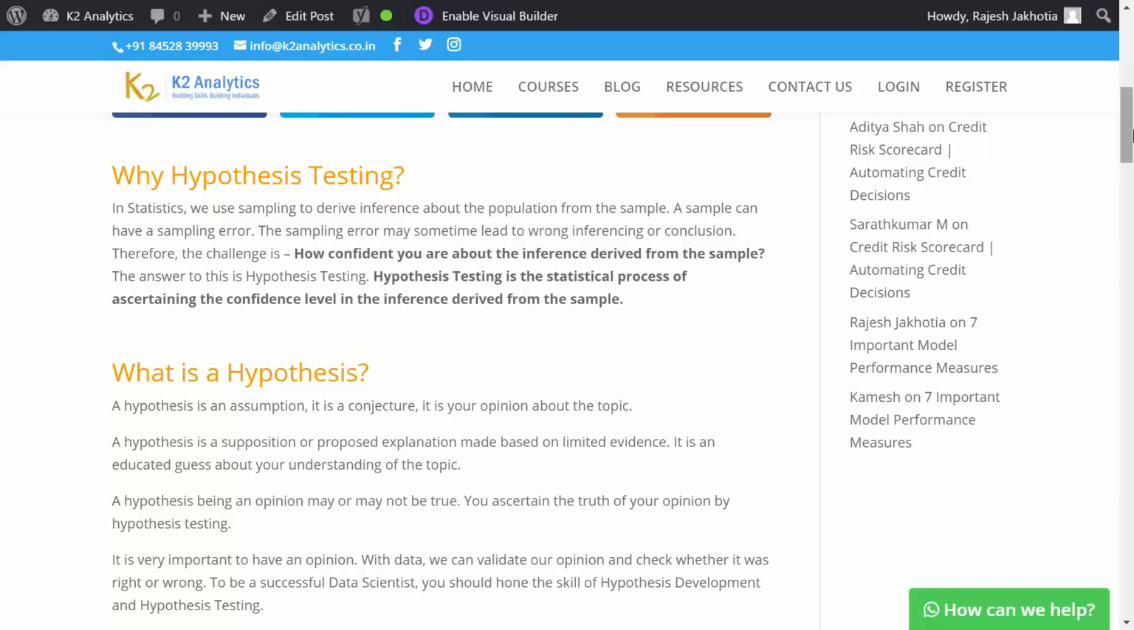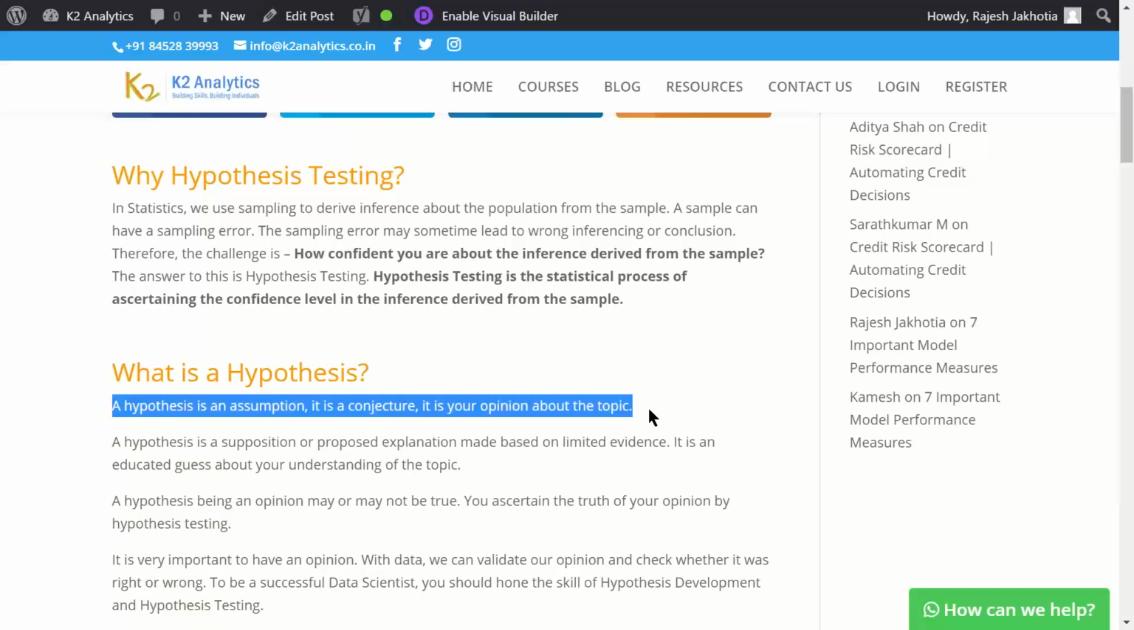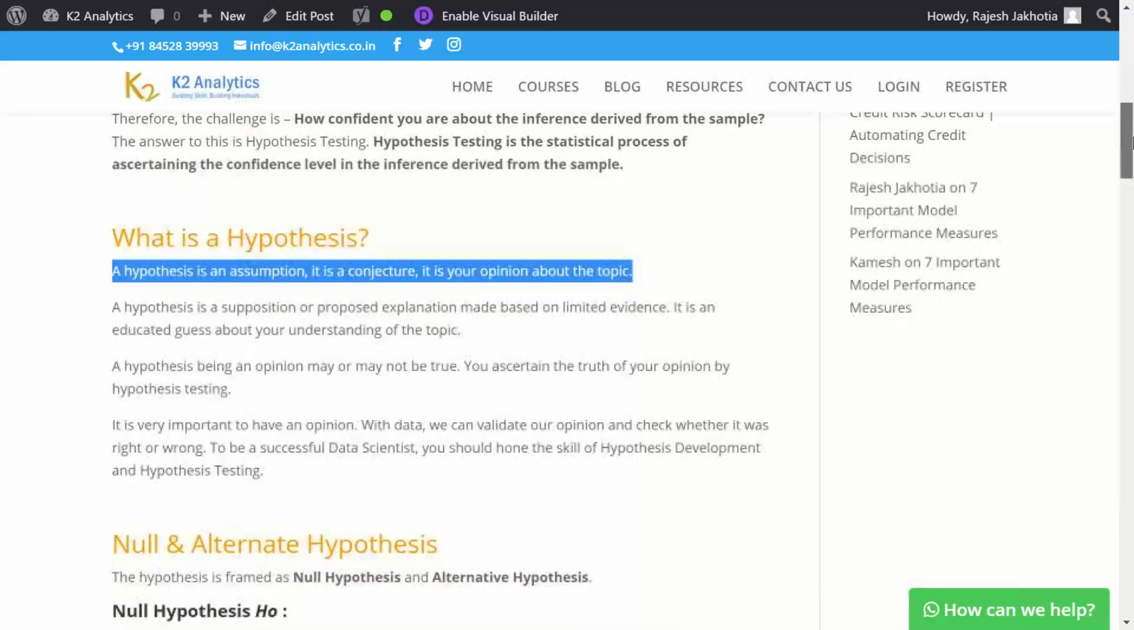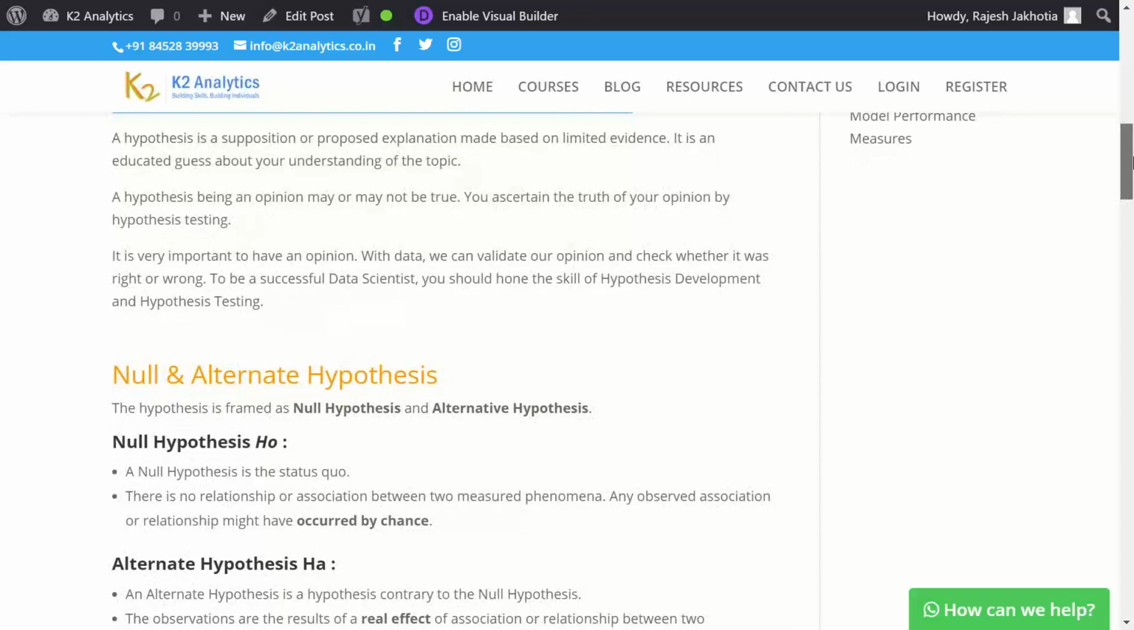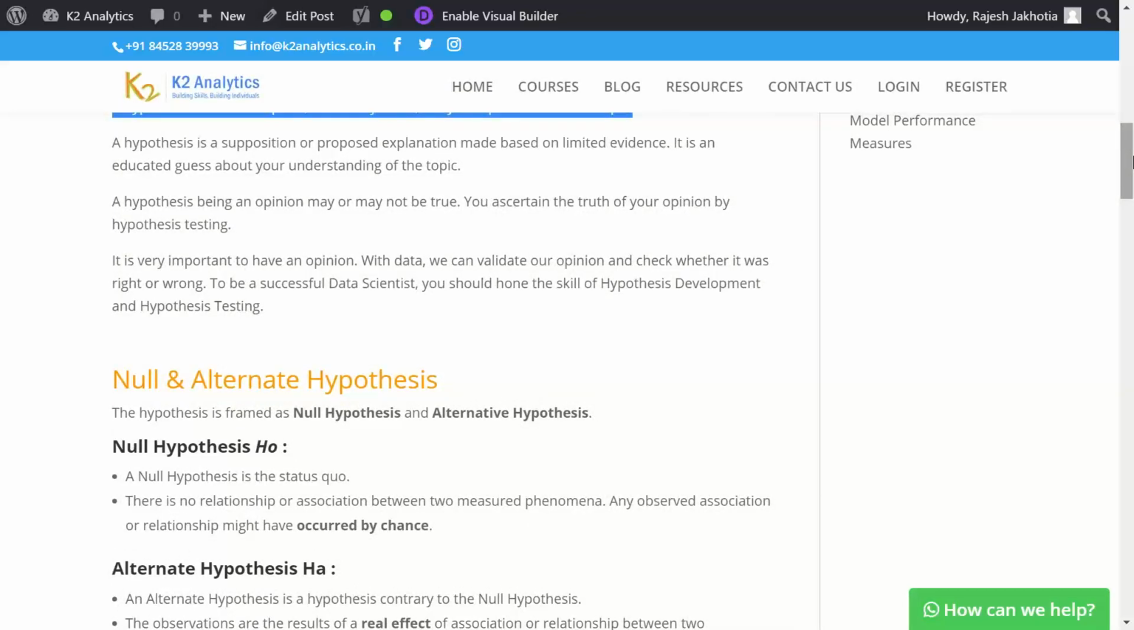What is hypothesis? Hypothesis is an assumption. It's a conjecture. It is your opinion about the topic. Now, if you are building a scorecard for credit risk, you have to ask a question to yourself: what are the factors which influence the default behavior of a customer, or what are the factors by which I can identify which customer is more likely to default or not?